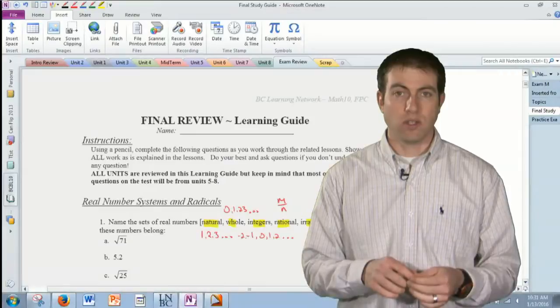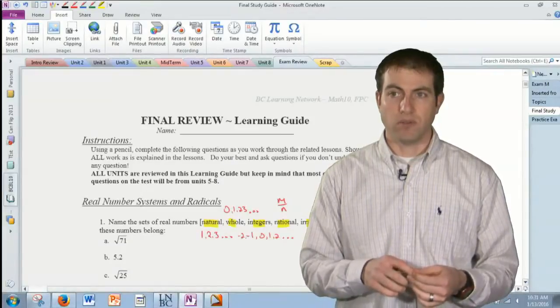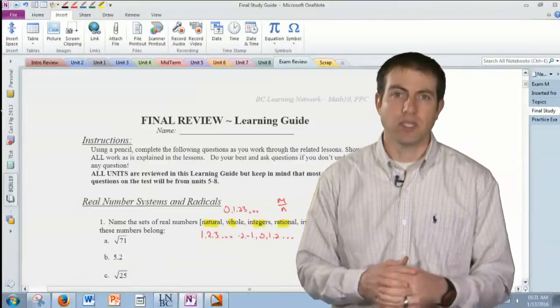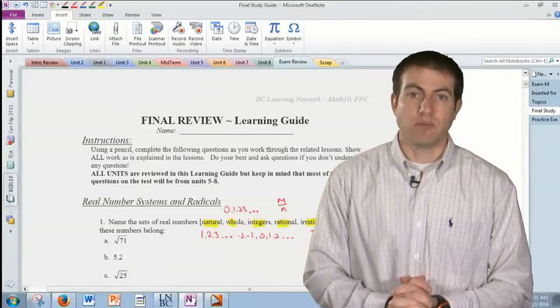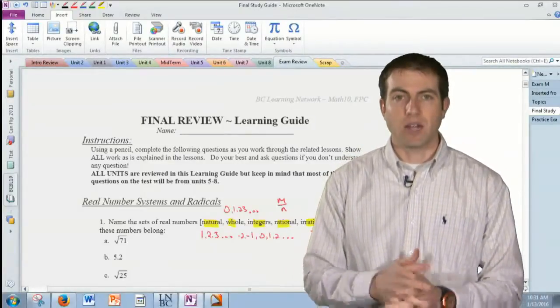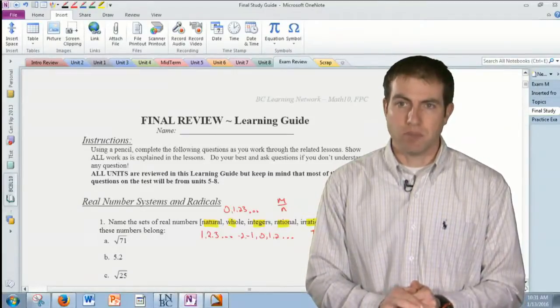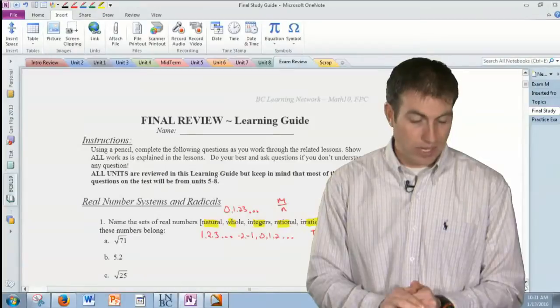And I can go on to the provincial exam and point out a few things that I think are important about writing the provincial exam, in terms of answering the questions and how to eliminate some answers. There's always ways to do that to make your chances a little bit greater.